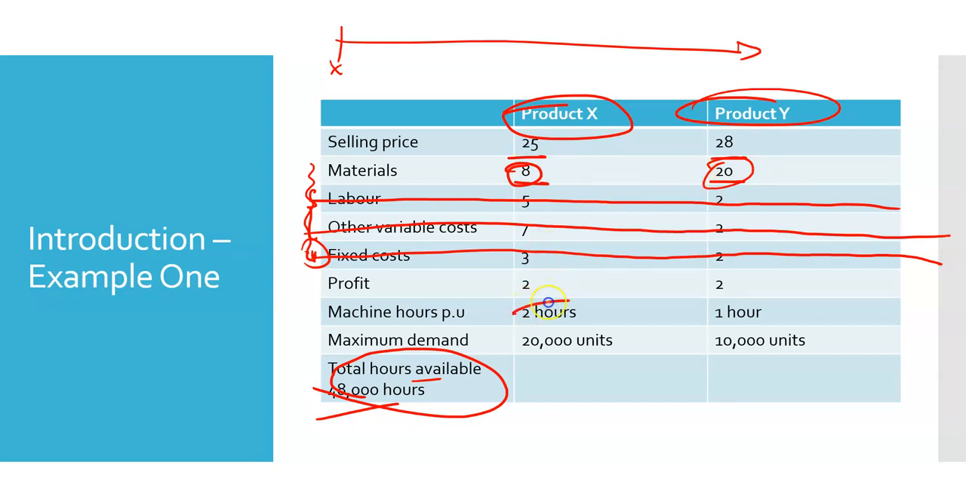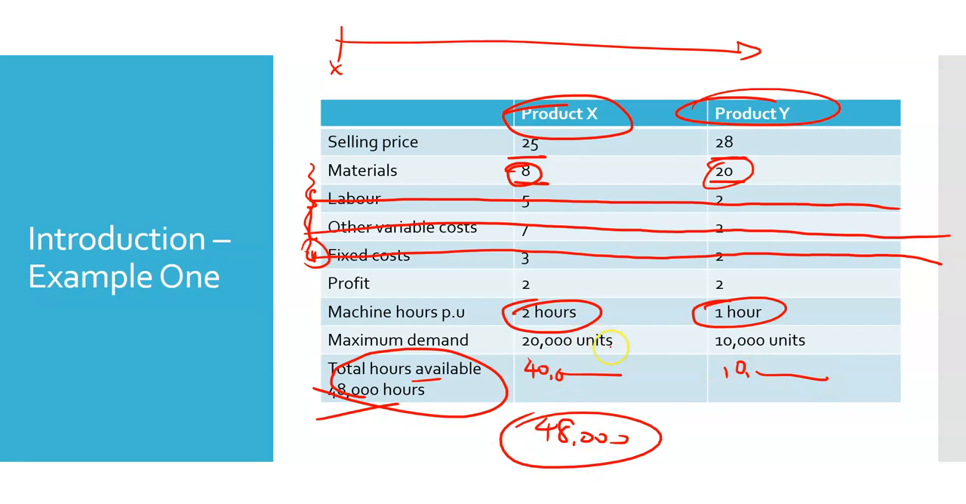Again, you're given the amount of time it takes to make a unit. Nothing crazy. We can see straight away that we don't have enough time. We only have 48,000 hours. The total time needed is 40,000 hours here, and 10,000 hours here. We only have 48,000. How do I know? Because demand is 20,000 units and it takes 2 hours to make one. Demand is 10,000 and it takes 1 hour. But I'm told I only have 48,000 hours. So it means that we have a situation.